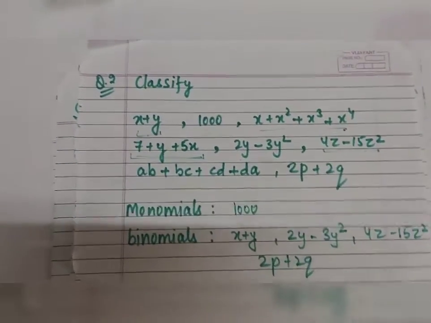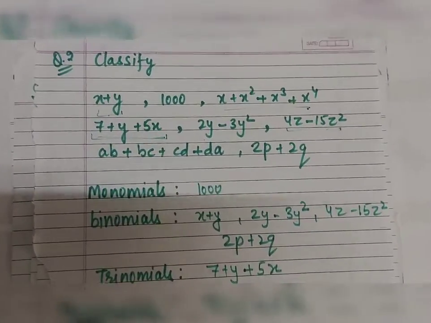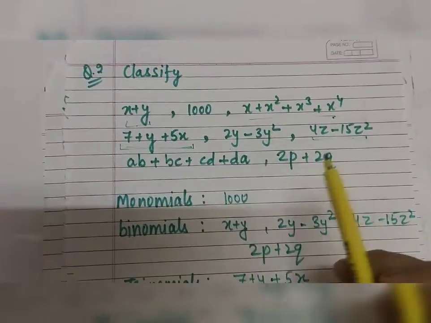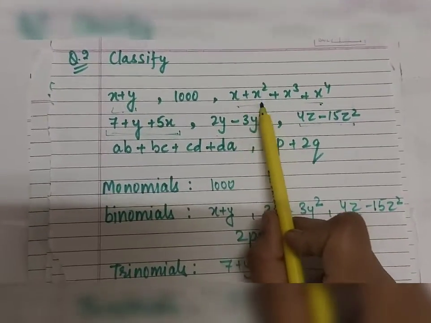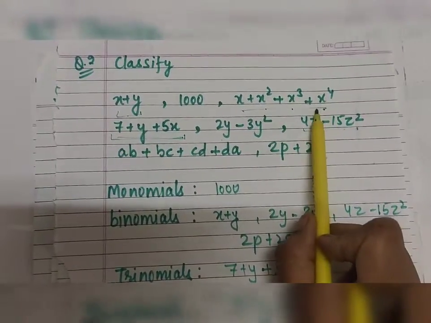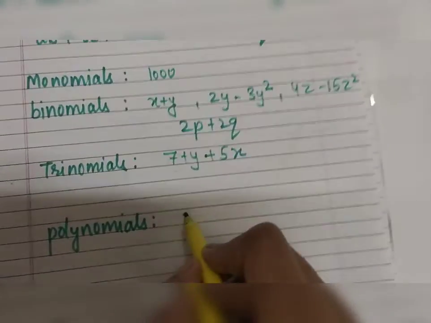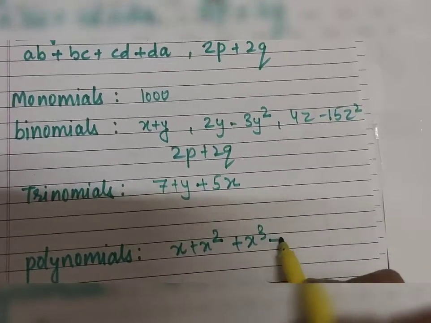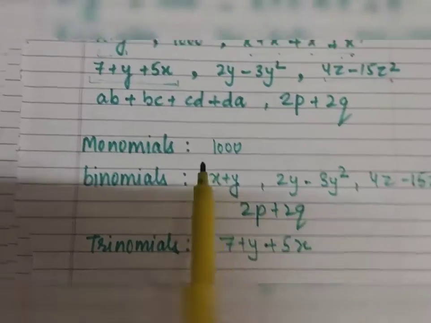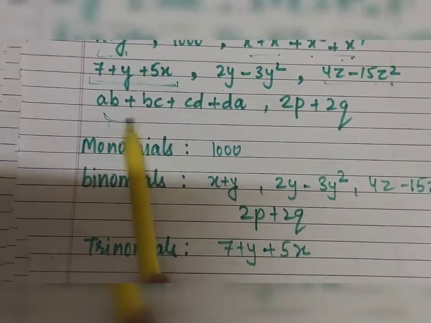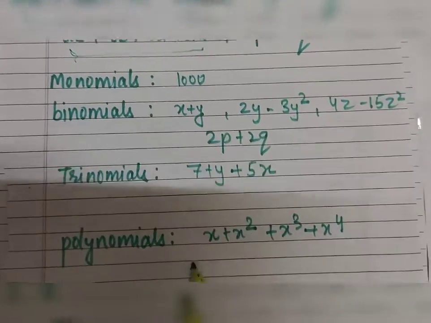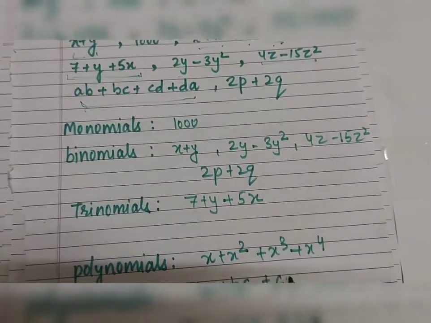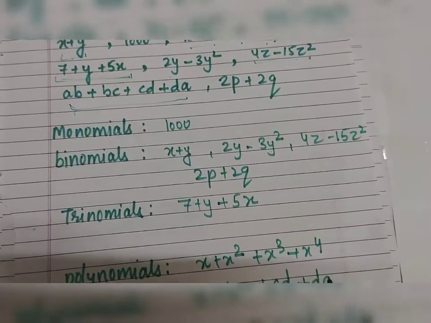Monomial which will not fit in the 3 category, we will take it in the monomial. So we are having x plus x square plus x to the power 3 plus x to the power 4 as polynomial. Another example left is AB plus BC plus CD plus DA.